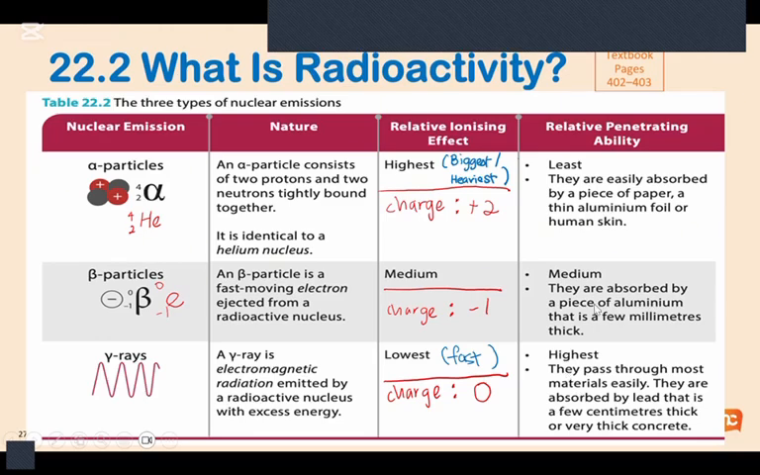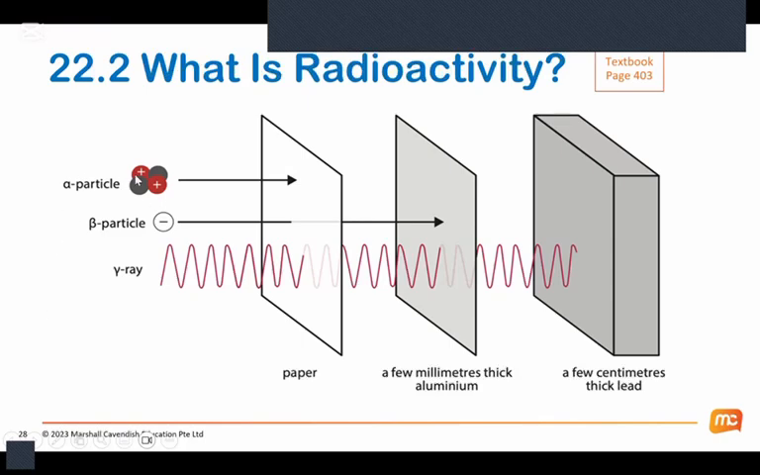Okay, next one. This is a summary of what happens. Alpha particles, which are helium nuclei, are stopped by paper, cannot pass through paper. Beta particles move a bit faster, don't interact so much, don't ionize the material so much, but can pass through paper and are stopped by a few mm thick of aluminum. And gamma rays have very little ionizing effect, because they don't stay long in one place. They just go straight very fast, 3 times 10 to the power 8. They pass through paper, pass through aluminum foil, and are stopped by a few cm thick of lead. So this one must memorize.